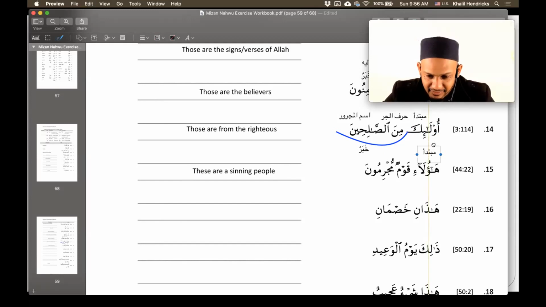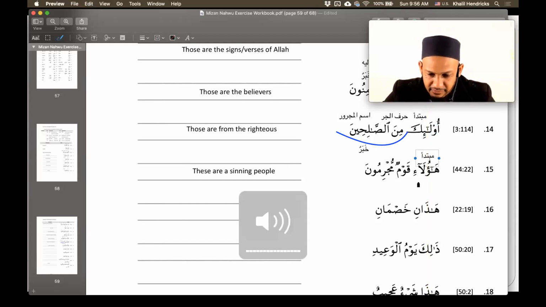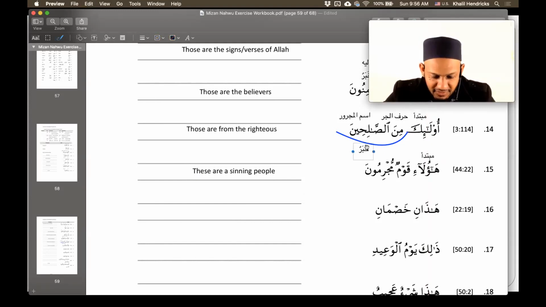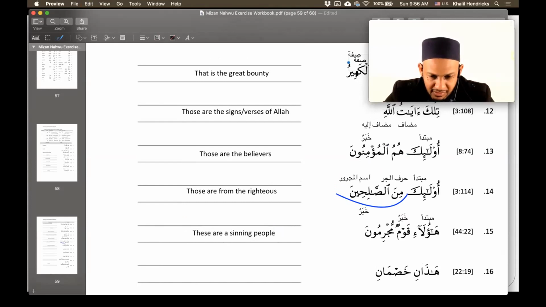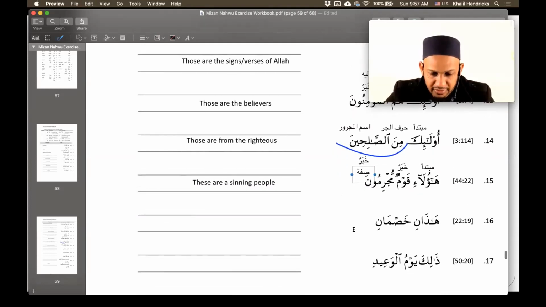Haula'i is the mubtada. Perfect. Qawmun is a khabar. Good. So haula'i qawmun on its own just means these are a people. And mujrimun would be a sifa for qawmun, and therefore qawmun would also be a mawsuf. Okay, perfect.